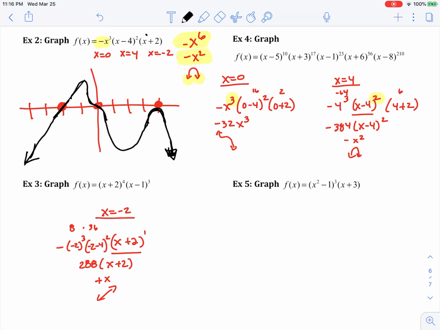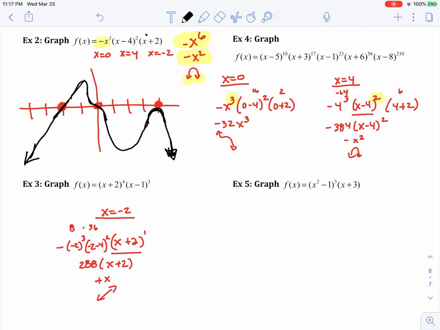And I'll hold off on 3 and hold off on 4 so that you guys can try that. And I'm going to jump over to example 5. So example 5, again, we have another polynomial function. All of our exponents are non-negative integers.